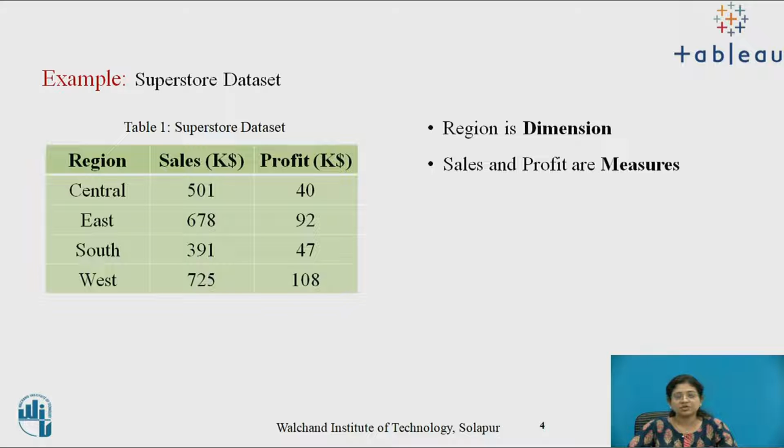In this Superstore data set, there are a total of 4 regions: central, east, south and west, and whatever the sales and profits are, they are in terms of $1,000. For example, in the central region, the sales is $501,000 and the profit is $40,000. Here the region is a dimension and the sales and profit are the measures. Dimension is the categorical value, whereas sales and profit are numerical values. That is why these are the measures.